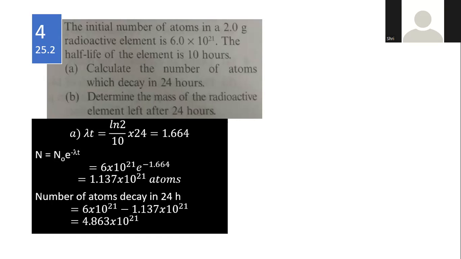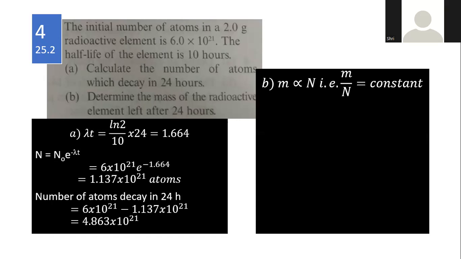Yep. What should I do? Same, using the same formula that I've given you. Your mass is proportional to the number of atoms. Right? And there's a constant. And use that. M, right? That's after 24 hours. This is the initial amount. M naught, initial mass for a number of atoms initially.